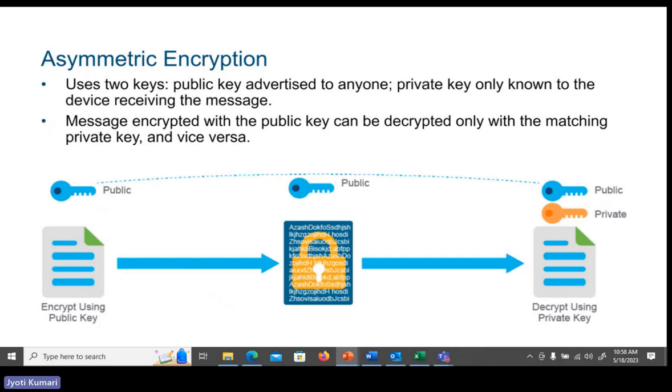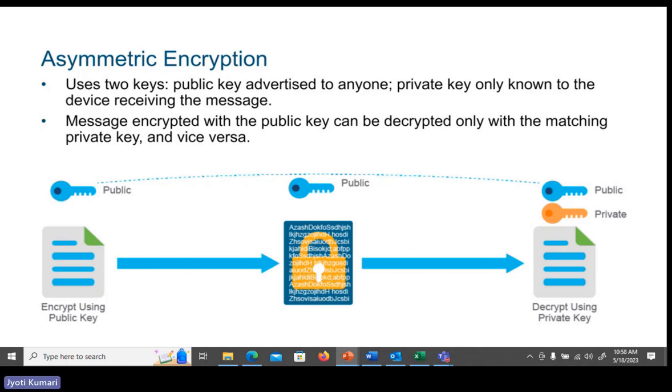A message encrypted with the public key can be decrypted only with the matching private key, or vice versa. So with asymmetric encryption, you use this set of keys, private and public. Data is encrypted with the public key, and with the help of the private key only, it is decrypted.